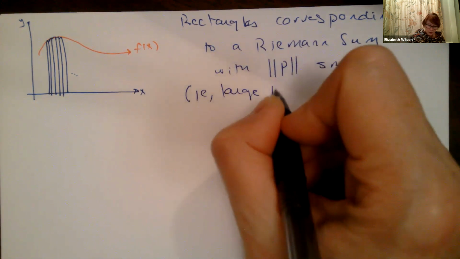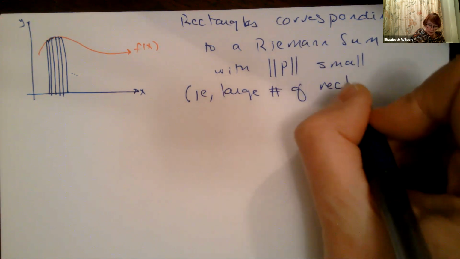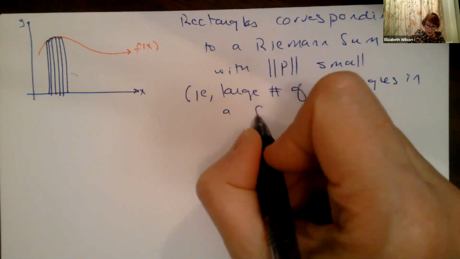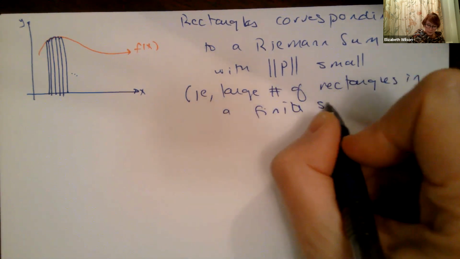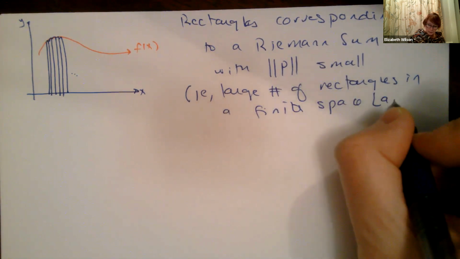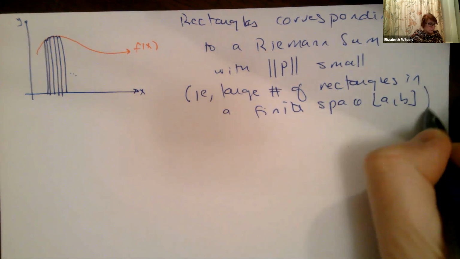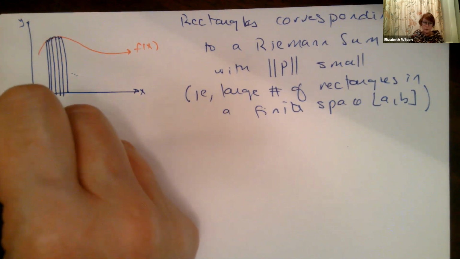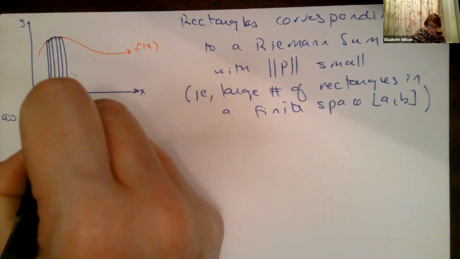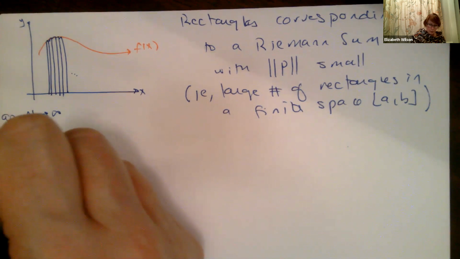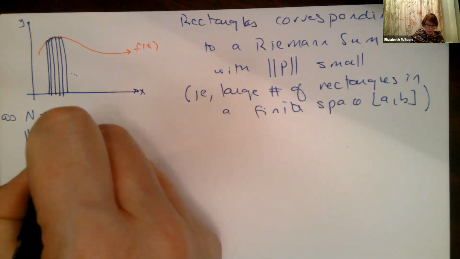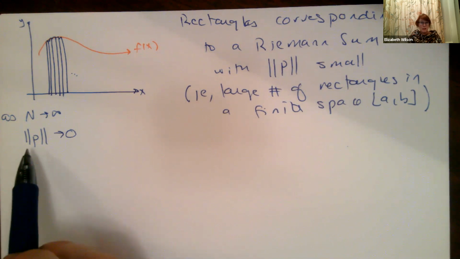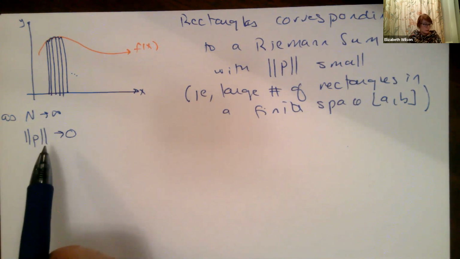A large number of rectangles in a finite space, right? I'm going to go from A to B, okay? So we can write this in math. I'm going to say as n gets bigger, my delta x, my norm of P, gets smaller. Remember this one represents the biggest delta x that we have. So my biggest delta x gets smaller, goes to 0, okay?